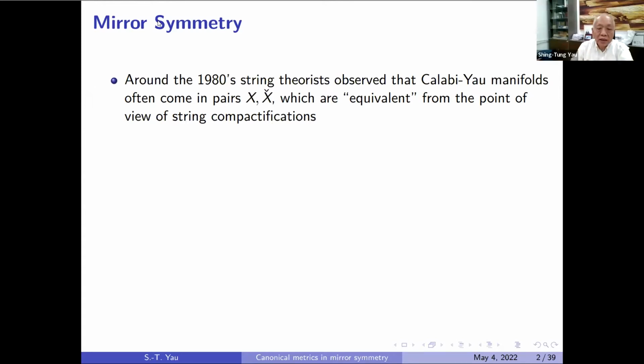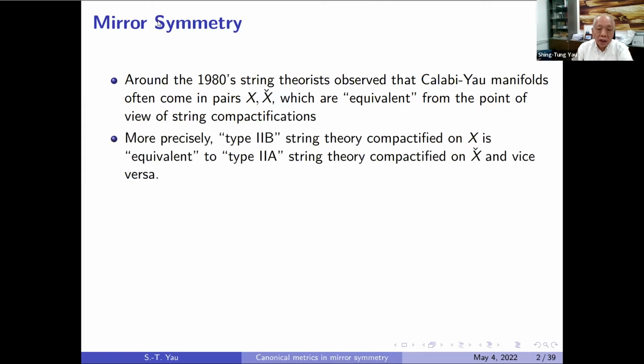Around the 1980s, string theorists observed that Calabi-Yau manifolds come as a pair, which are equivalent from the point of view of quantum field theory for string compactification. They call it type A and type B. Type 2B theory is compactified on a Calabi-Yau manifold, which means R^{3,1} cross X. Type 2A is compactified on X hat, and these two string theories are supposed to be isomorphic.